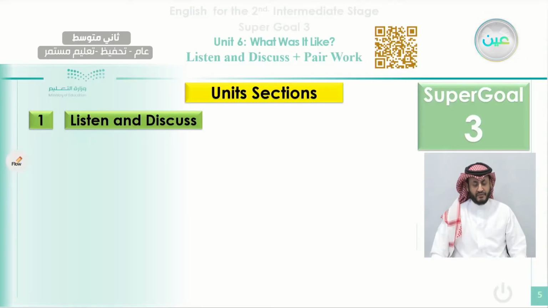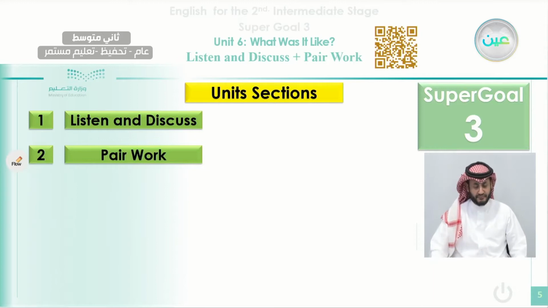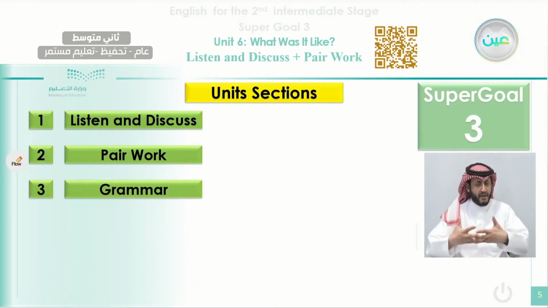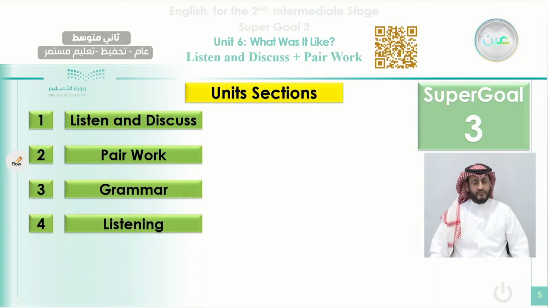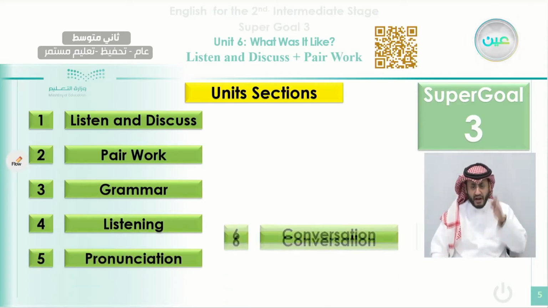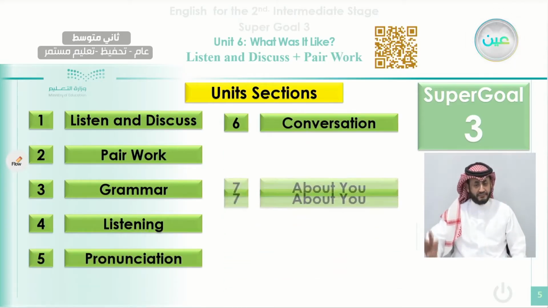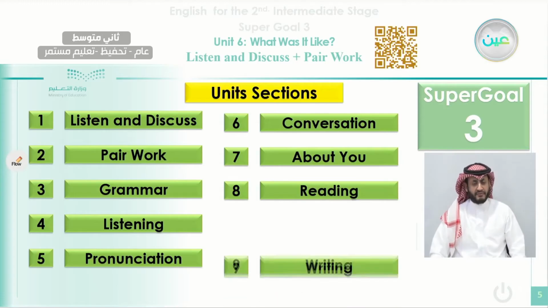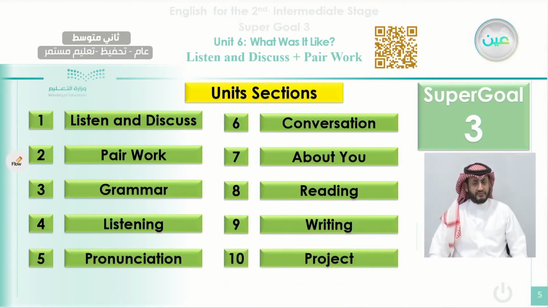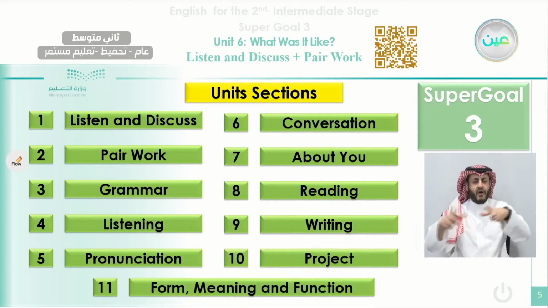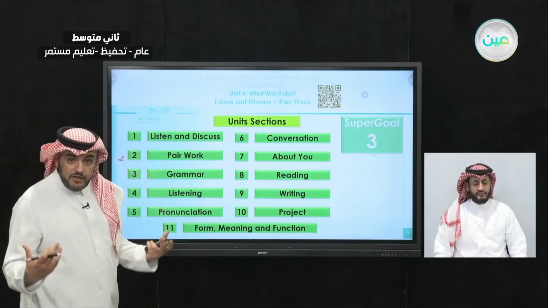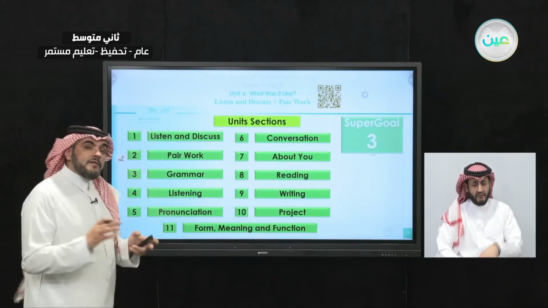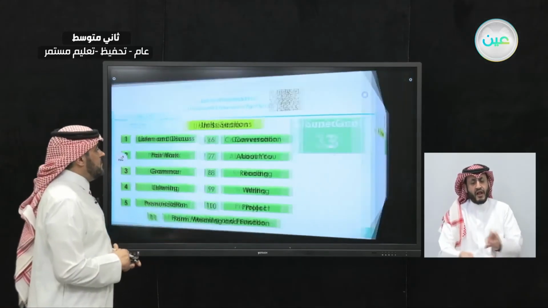Okay? The second one here is pair work. The third one is grammar. Okay? The fourth one is listening, pronunciation. Number 6, conversation. Number 7, about you. Number 8, reading. And number 9 is writing. Number 10 is project. And the last one, for meaning and function. Okay, so each unit has these sections. Each unit will take approximately 6 classes.